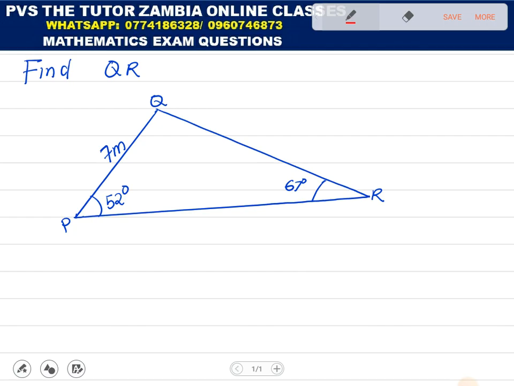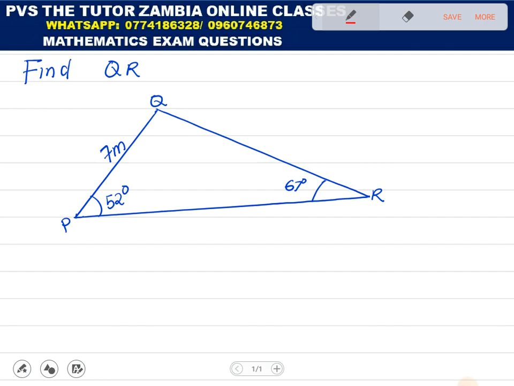Now there are only two ways in which we can find this QR. It's either we use the cosine law or the sine law, but which one are we going to use? Based on what we've been given, two angles. Since two angles have been given, we cannot use the cosine law, as the cosine law only considers one angle. So we are going to use the sine rule because we are dealing with two angles and one side. So join me as I explain everything that you need to know.